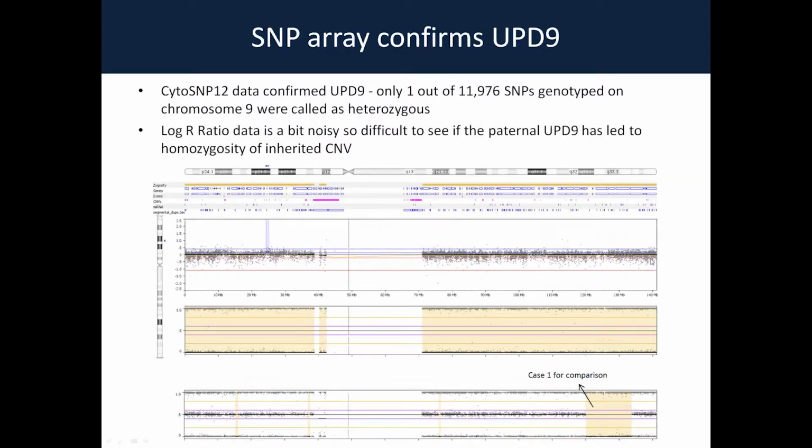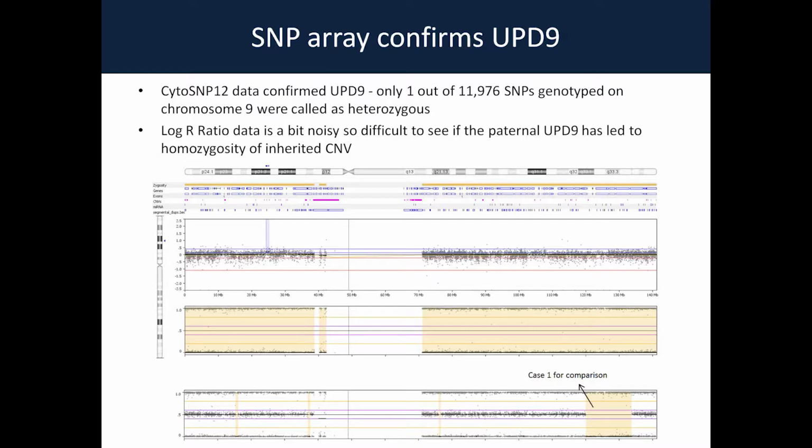So the CytoSNP-12 data confirmed the UPD, and there was only a single heterozygous SNP all the way along the chromosome called as heterozygous. So then the next question was, is this actually what's causing the disease? So there were 2 hypotheses.